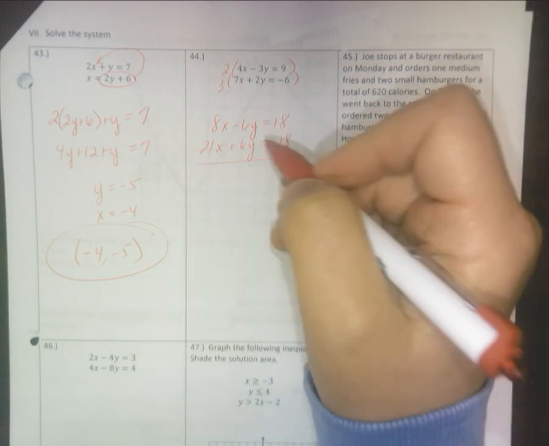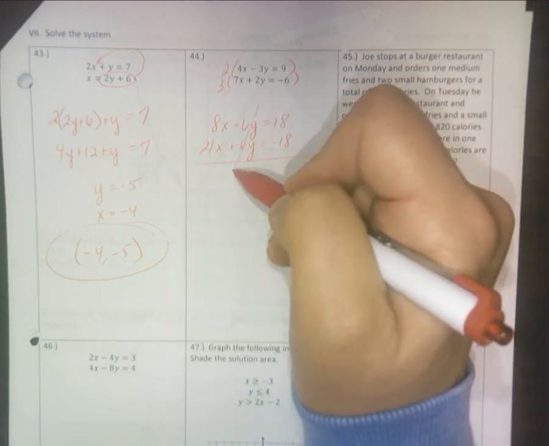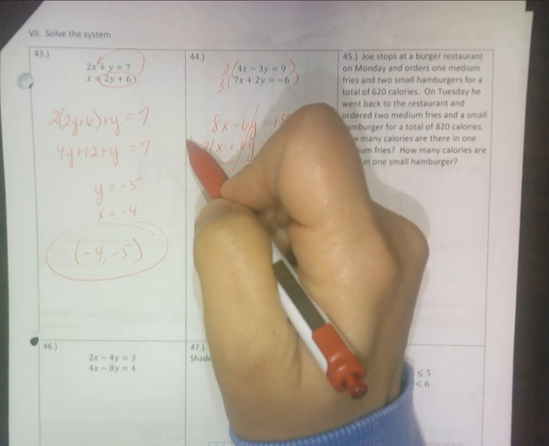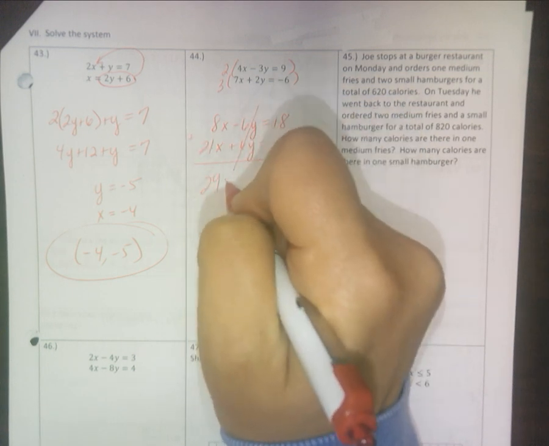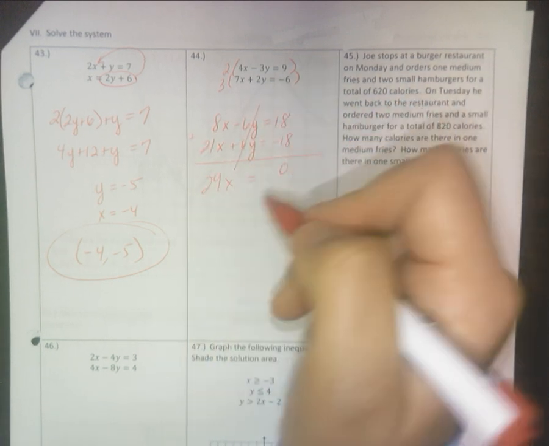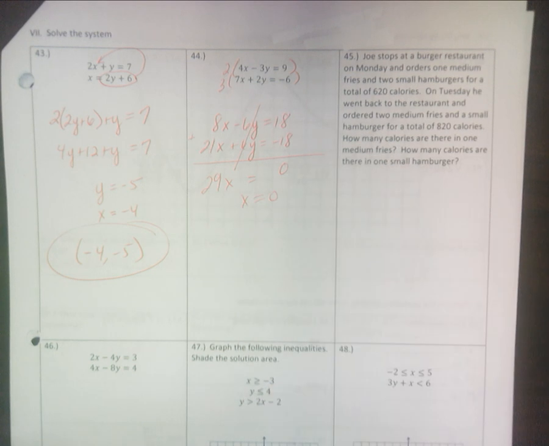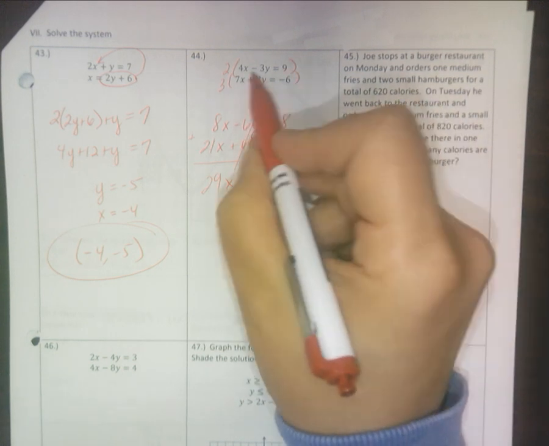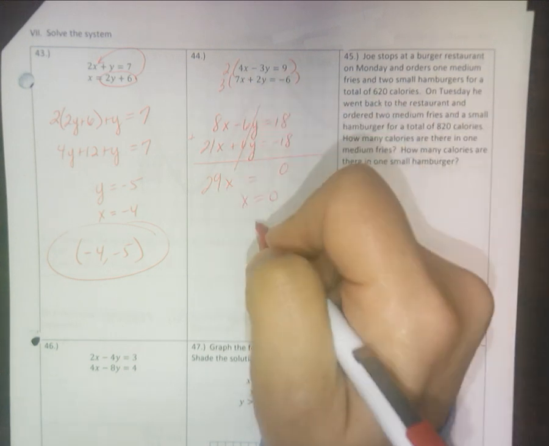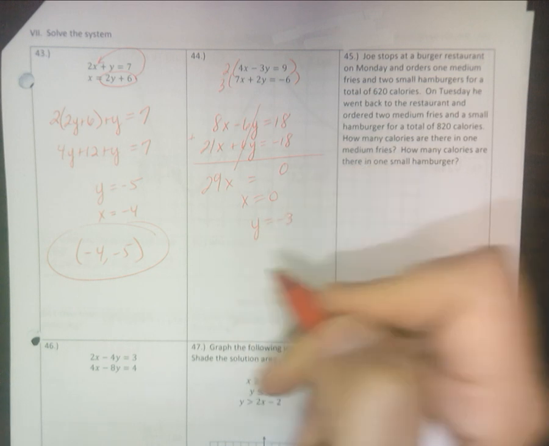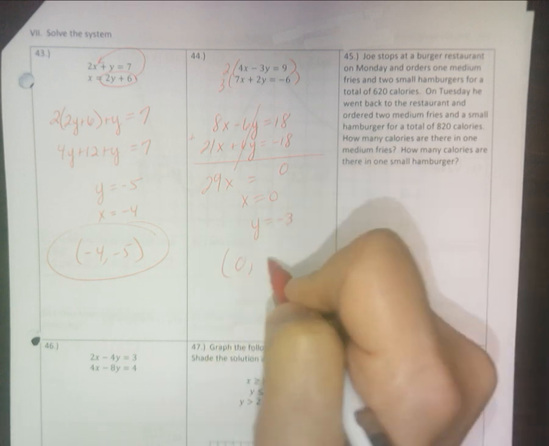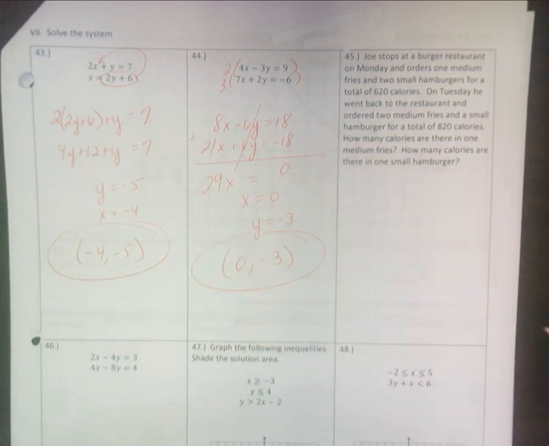And you notice that the y's will cancel, their opposites. And you just add them straight up and down. You get 29x. This side you get 0. So x is 0. And then plug it back into either the top or the bottom. It doesn't matter, but you get y to be -3. So your ordered pair is 0, -3.